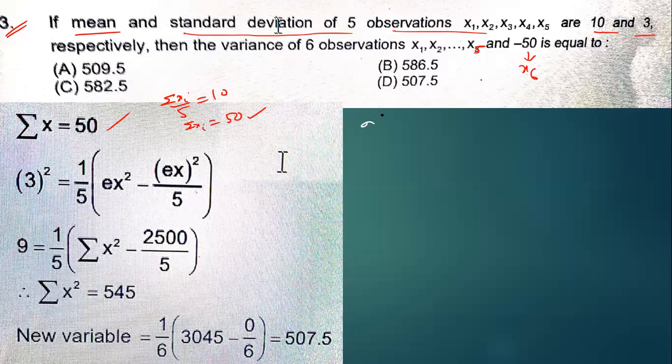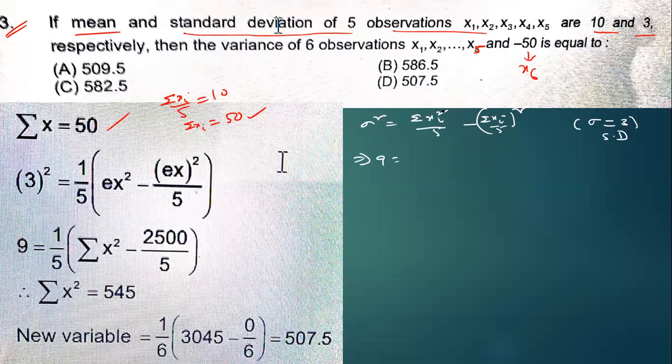The variance, sigma square, is equal to sigma x square by 5 minus sigma x by 5 whole square. The standard deviation of 5 observations is 3. Then what is the variance? That is 9, since sigma is given as 3, that is the standard deviation.